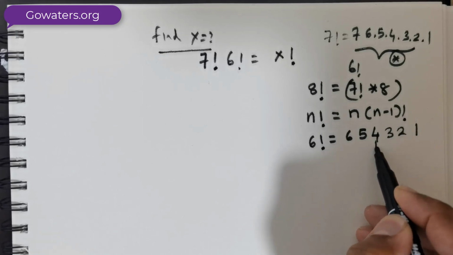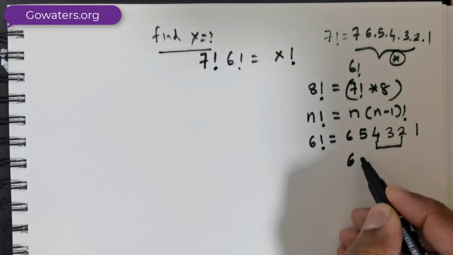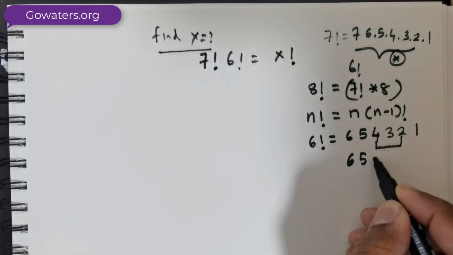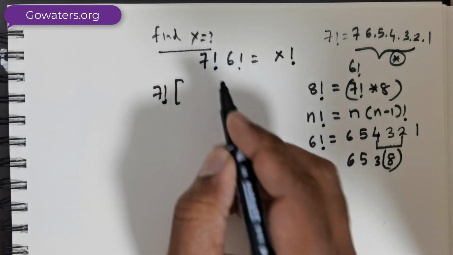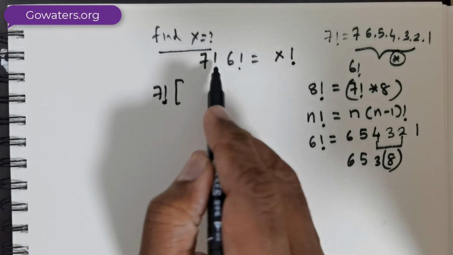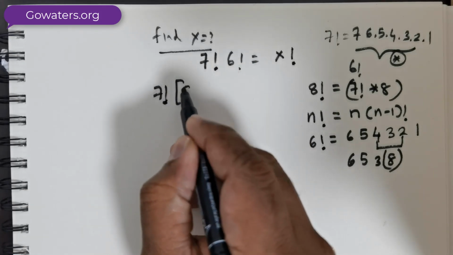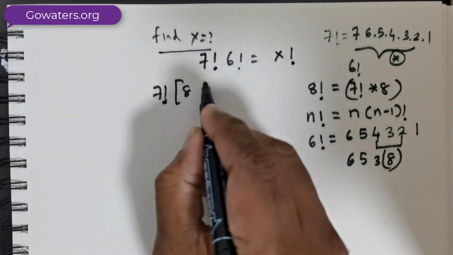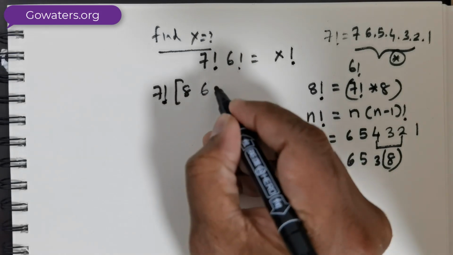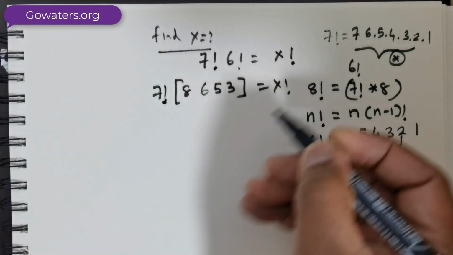So what I would do is multiply 4 into 2, and that would give me 6 times 5 times 3 times an 8 there. So I got an 8 there. 7 factorial is there, and I'm not going to touch 7 factorial. I am just going to be rewriting 6 factorial as this 8 along with 6 into 5 into 3, which is equal to x factorial.